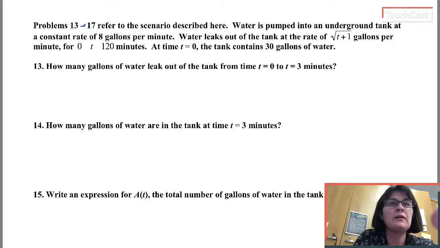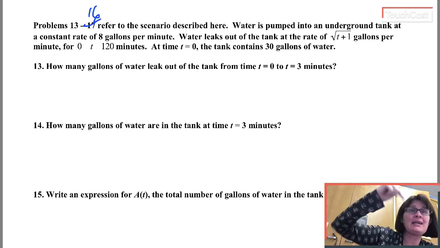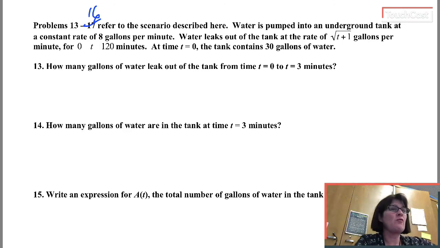All right, we have a scenario here. We have a tank of water. When we start, the tank has 30 gallons of water in it. I have water going into the tank at 8 gallons a minute, and I have water leaking out of the tank at square root of t plus 1 gallons per minute.